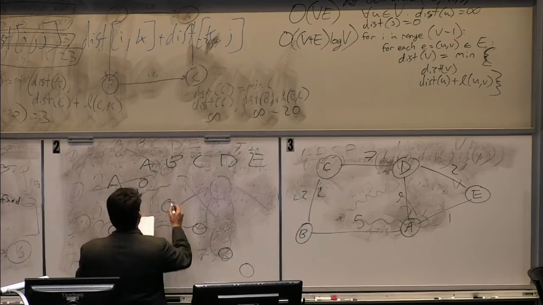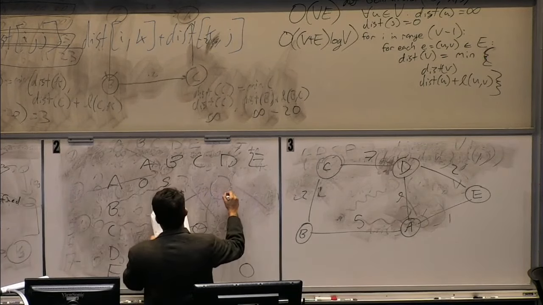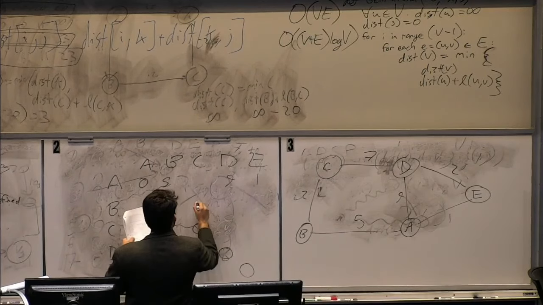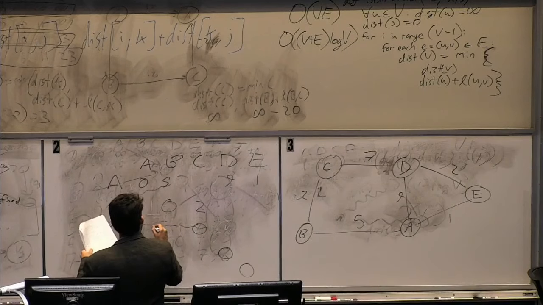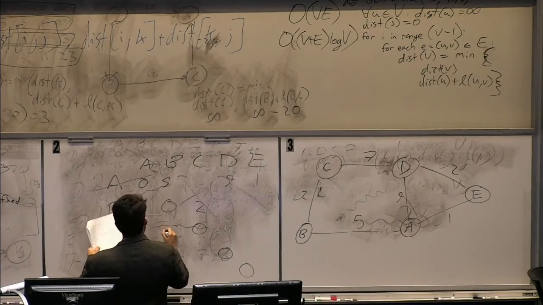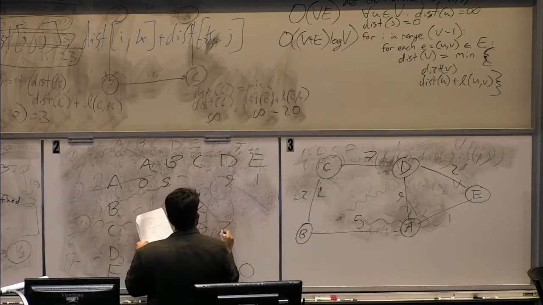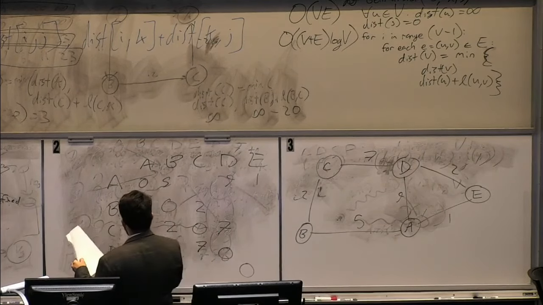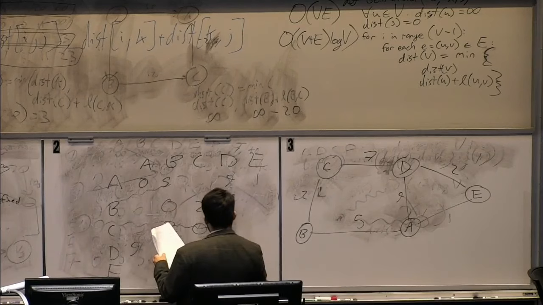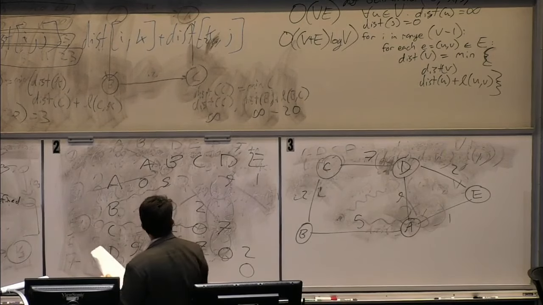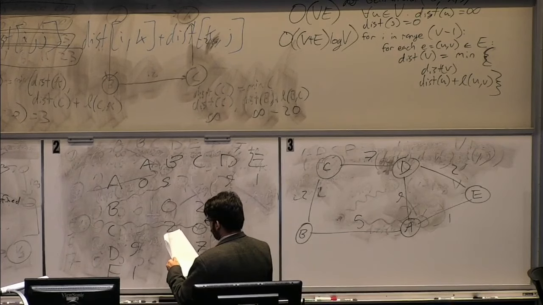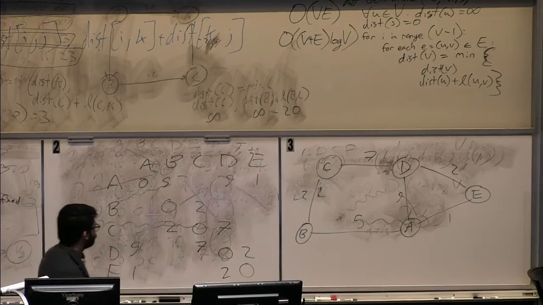So A to B is 5. A to D is 9. That's going to be a 1. B to C is going to be 2. C to B is going to be 2 again. This C is going to be 7, 7, 9, 2. A to E is going to be 1, of course. And then this is going to be 2. Right? Did I miss anything?